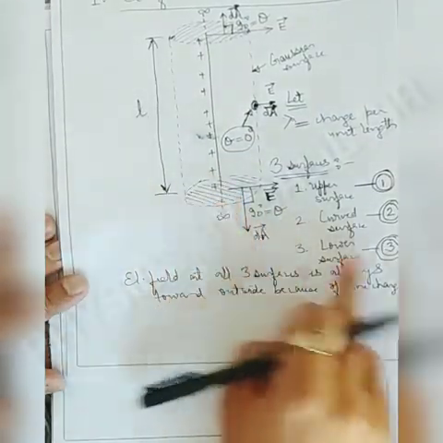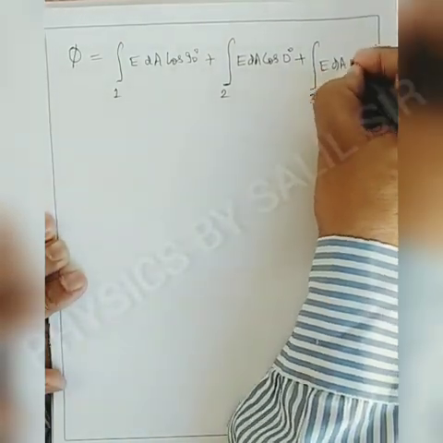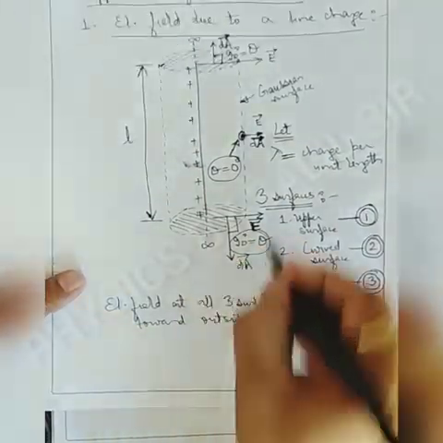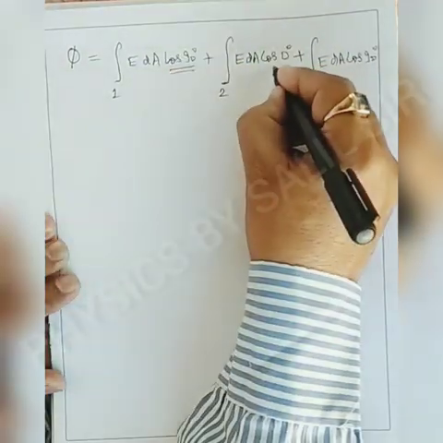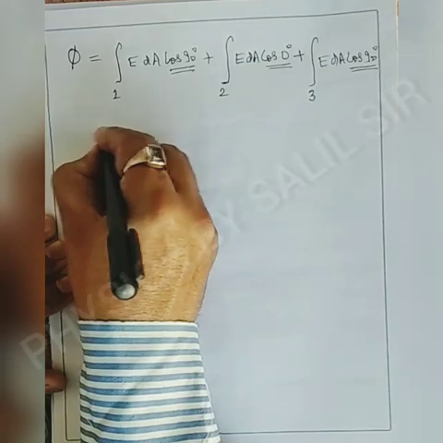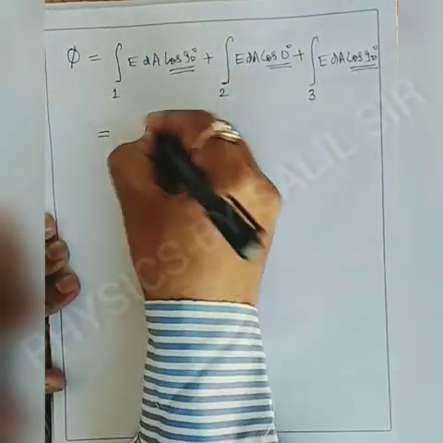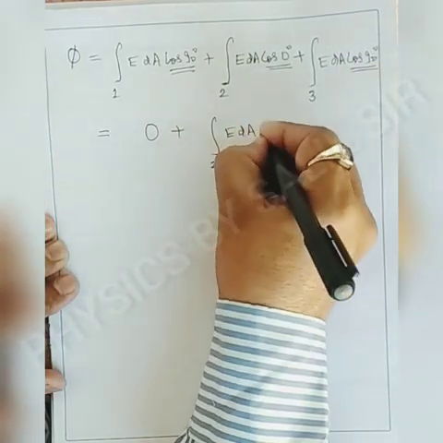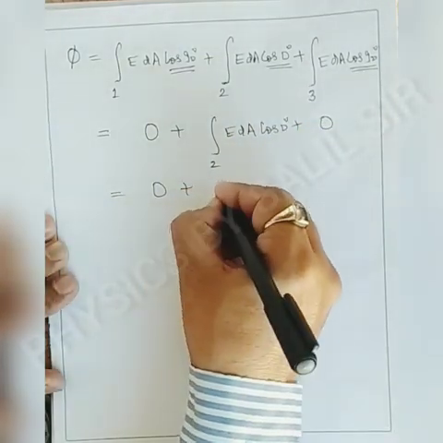The lower surface is considered to be the third surface, so it will be the integral of the third surface E dA cos 90 degrees, because for the lower face it is 90 degrees, for the upper face it is 90 degrees, and for the curved surface it is 0 degrees. So that's why it is cos 90, cos 0, cos 90. What is the value of cos 90? Cos 90 is 0. So this all will become 0, plus it will be written as E dA cos 0 degrees, plus this will be 0. The value of cos 0 is 1.